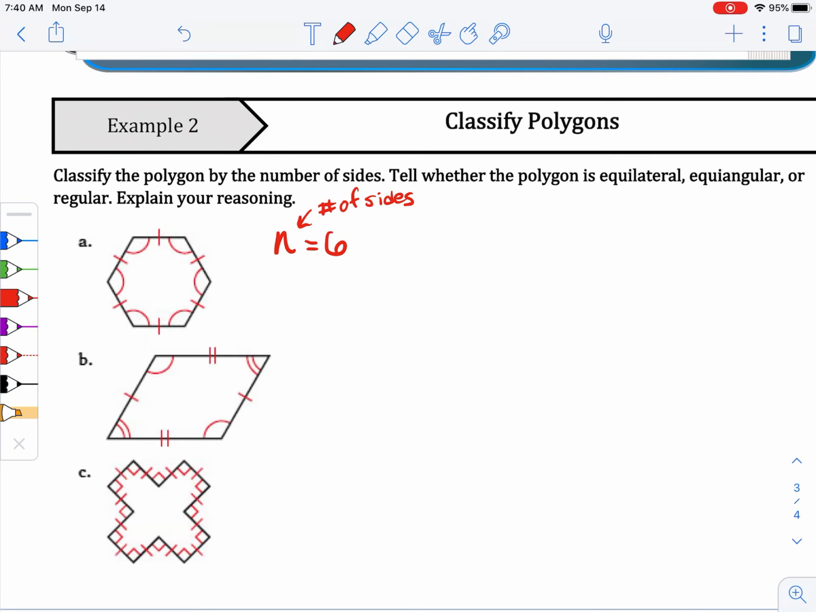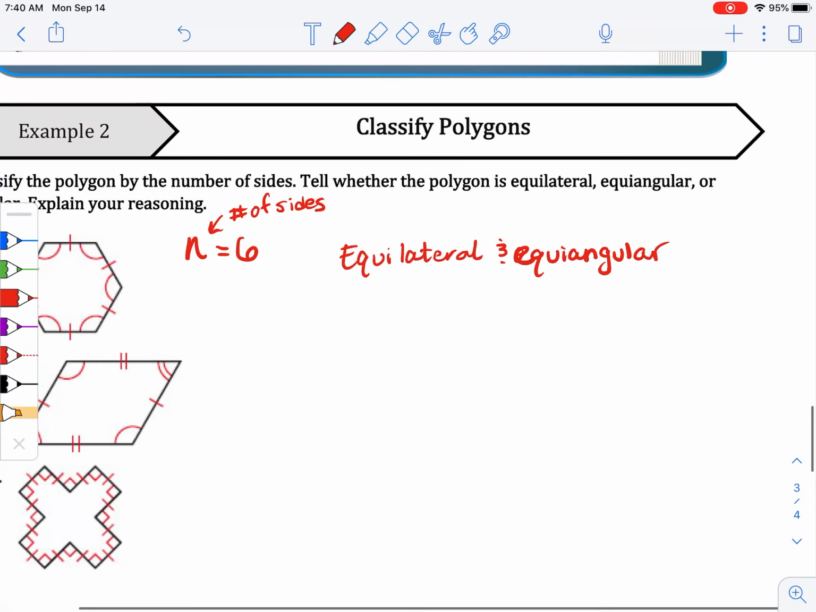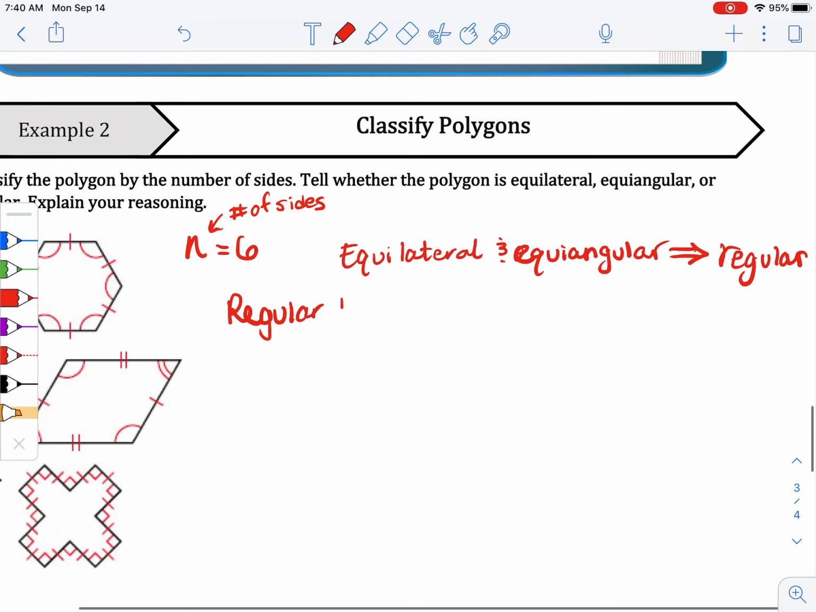So we would say that if it's equilateral and equiangular, then, instead of writing "then," I'm going to put this fancy symbol. That means then it's regular. So when we name it, you would either put the equilateral, equiangular, or regular before the name of the polygon. So since it's regular, I would call this a regular hexagon from the number of sides.